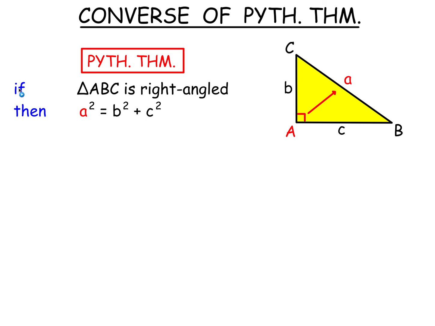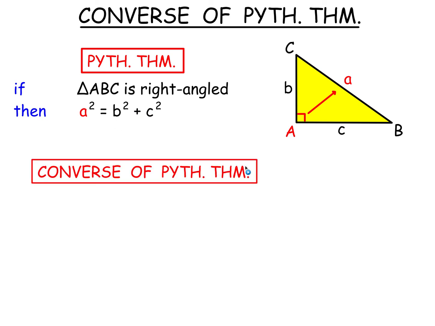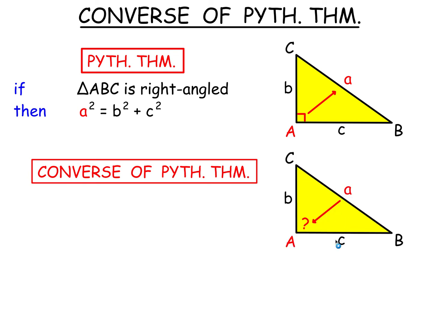Here it is. If the triangle is right-angled, then we can say a squared equals b squared plus c squared. The converse of Pythagoras' theorem works this backwards. It says, if it's the case that a squared equals b squared plus c squared, it must have been a right-angled triangle. So here, if you know the three sides a, b and c, and you can show a squared equals b squared plus c squared, you've shown that that angle there is 90 degrees.